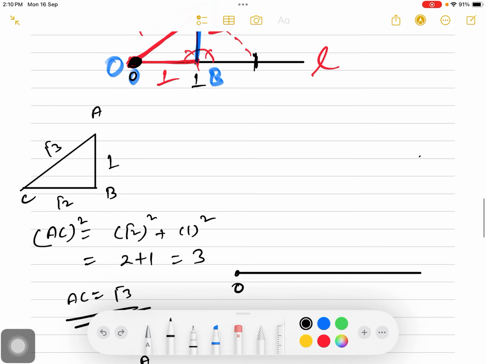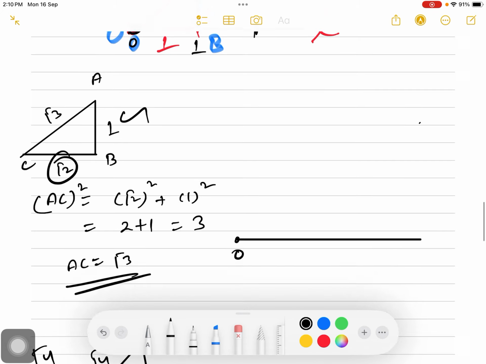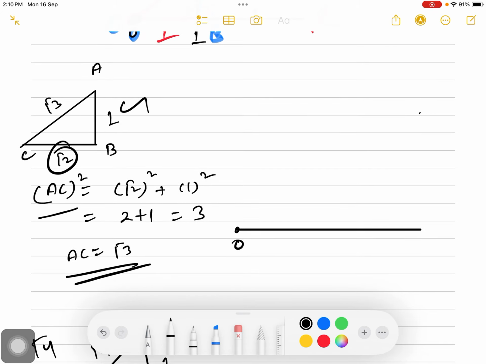Okay, now the second thing, we have to locate root 3. So you know root 3 we have to locate. 3's previous number is 2 only. So here root 2 will come, and here always 1 is coming. So if you again see that triangle, AC square will be equal to AB square plus BC square. AB value is 1, okay, so 1 square plus BC value is root 2, so root 2 square. Root 2 square will be simply 2 only, and plus 1 square will be 1 only, so it is 3. So AC square value is 3, so what will be AC? Root of 3, right? So like that we can find it out.